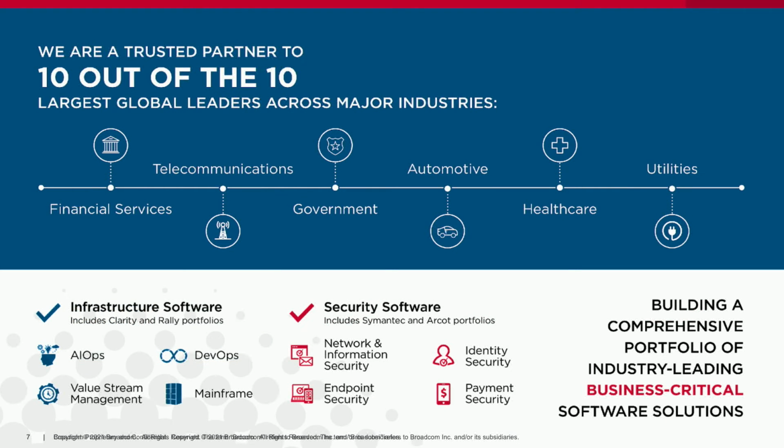And these are the kinds of software we run over these acquisitions. On the bottom left here, we have AIOps, DevOps, Clarity, Rally, and some mainframe products as well. Then we have security software. With the Symantec acquisition, we gained a lot of security software, and a payment security application, which is the credit card authentication app.